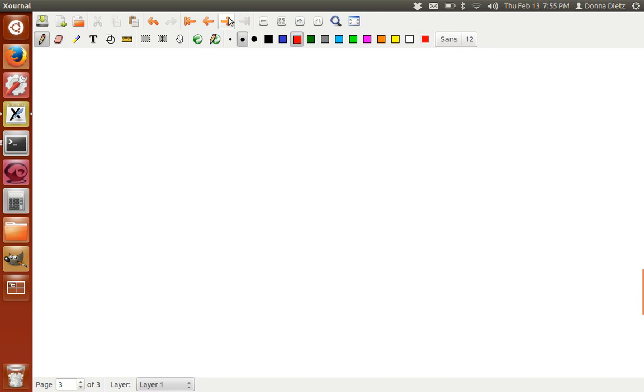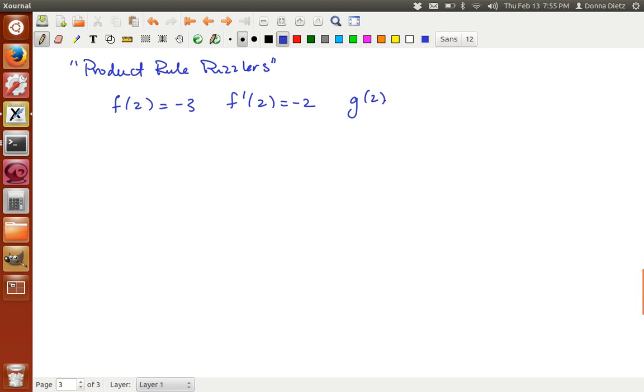Okay, next type of problem I want to go over is what I call product rule puzzlers. Like NPR's Performance Today, they have piano puzzlers. Well, these are product rule puzzlers. So what we do is we give you a pile of information. For example, f of 2 is -3, f prime of 2 is -2, and then we'll say g of 2 is 4, g prime of 2 is 7, and then we'll ask you to find the derivative of this expression at 2. Alright, so we'll do that.